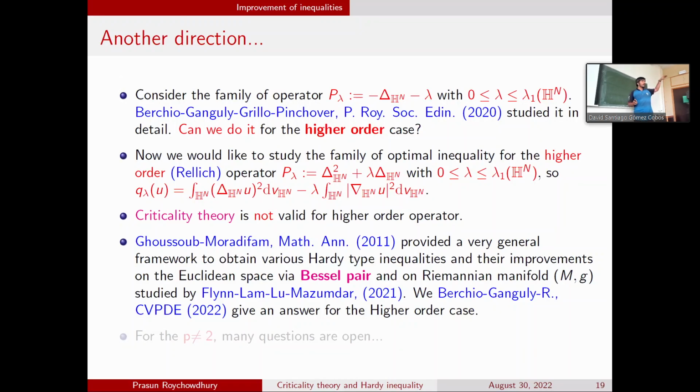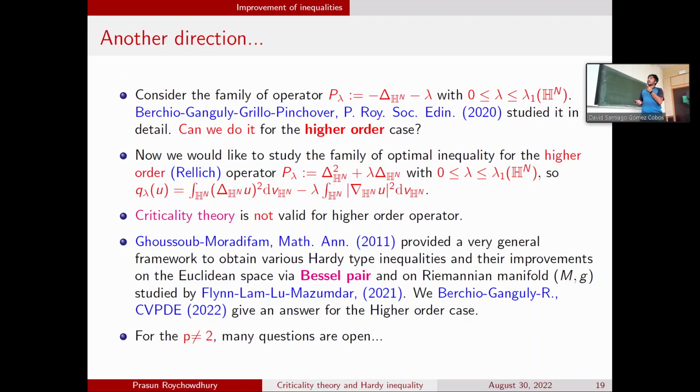Criticality theory is not valid for the higher order case. Higher order in the sense of Laplacian squared; for the Laplacian that is okay, but for Laplacian squared it is not valid. So using the notion of Bessel pair, which was originally introduced by Hushub and Muradi, we answered these questions for the higher order case.